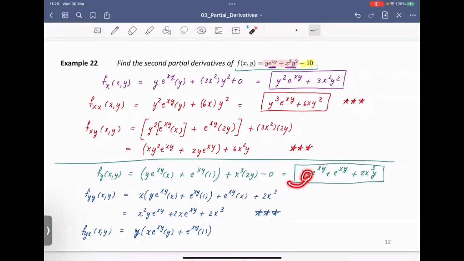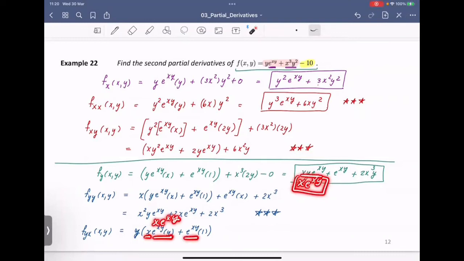I pull out y here. I put a y here, which is y here, okay? And then I have x e to the xy inside. Let's look at just this term now. x e to the xy. So when I differentiate, I get x e to the xy times y.